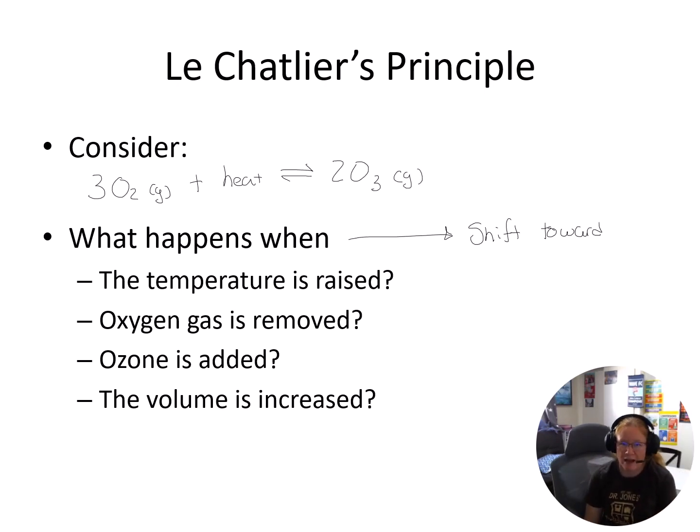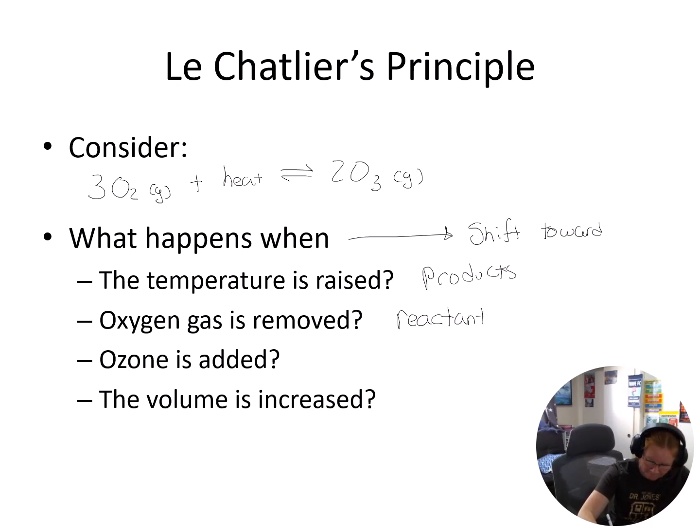Okay, so what happens if I raise the temperature, i.e. I add in heat? Well, I've written heat as a reactant. So if I add in more reactant, I need to shift toward products. Okay, let's take away some oxygen gas. Oxygen gas is a reactant. So if I take some away, I need to shift toward reactants. Hey, what about ozone? I'm going to add in a bunch of that. Well, I'm adding in a product, so I need to shift toward reactants.